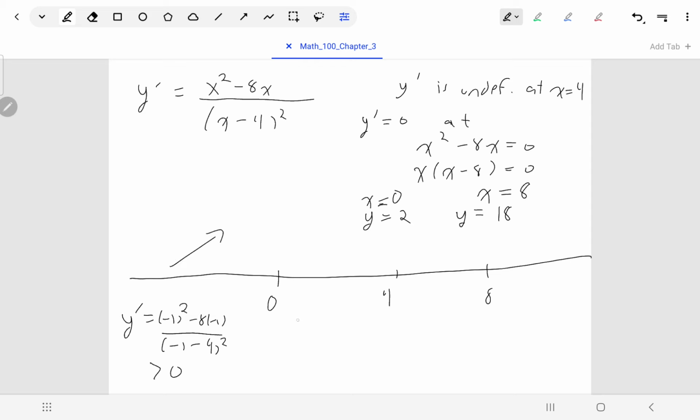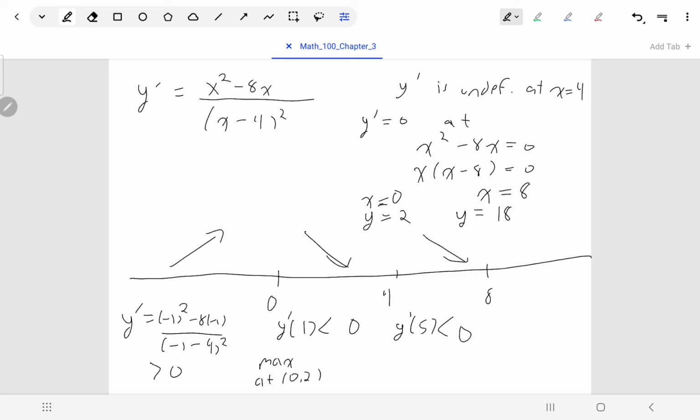If I do the same thing for the rest of the intervals, between 0 and 4, I find that y prime when x is equal to 1 turned out to be something negative. So we are decreasing. So 0, 2 was a point on our graph. We increase followed by decreasing, which means we have a maximum at that point, at 0, 2, a relative max.